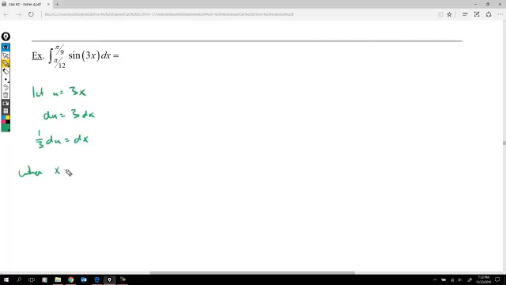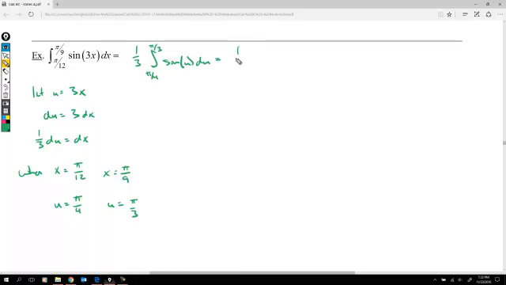Now I have to change my bounds. When x equals pi over 12, and then x equals pi over 9, I'm just going to multiply these by 3. So u will be pi over 4, and u will be pi over 3. So my new integral is 1/3, integral from pi over 4 to pi over 3 of sine of u du.